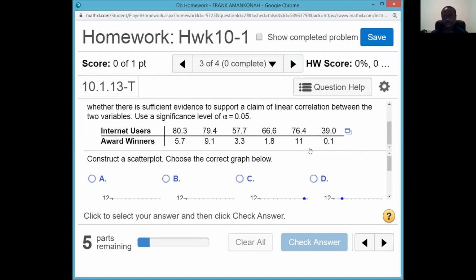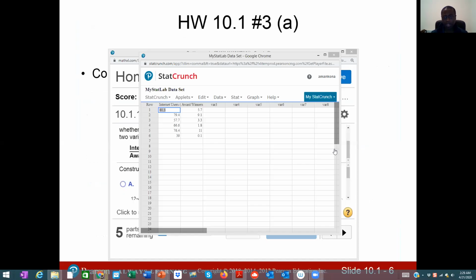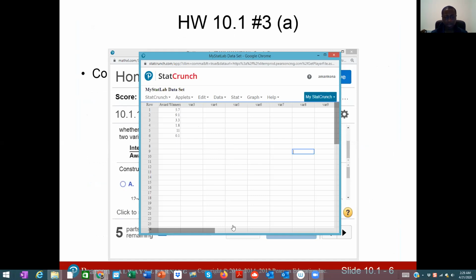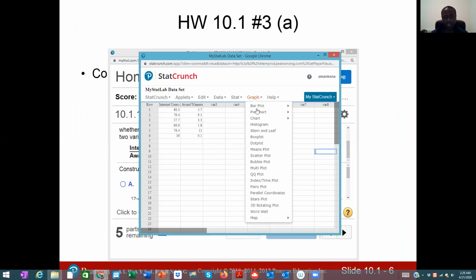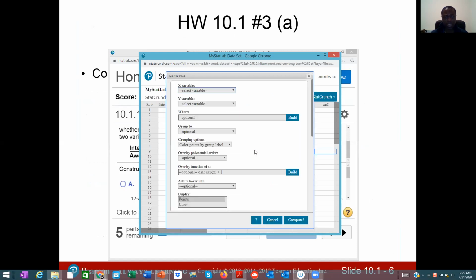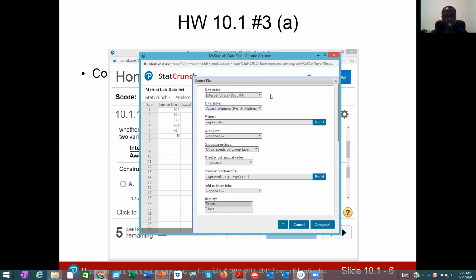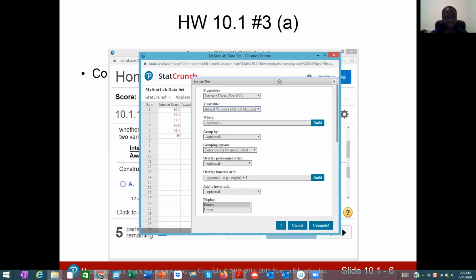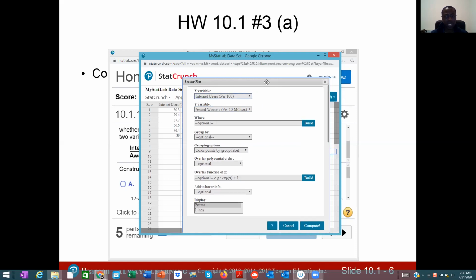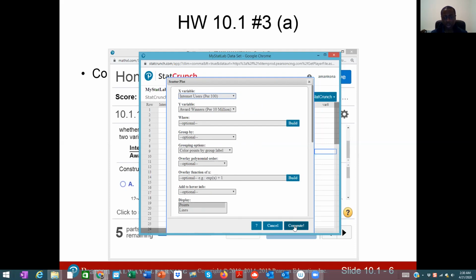I want to make sure that we are sharing that screen. Okay, so here it is. I go to Graphs and pick Scatter Plot. And then what's my x variable? The internet users. And then y is what? Award winners. So we want to know whether there's a relationship between internet users and award winners, when we considered about six individuals.